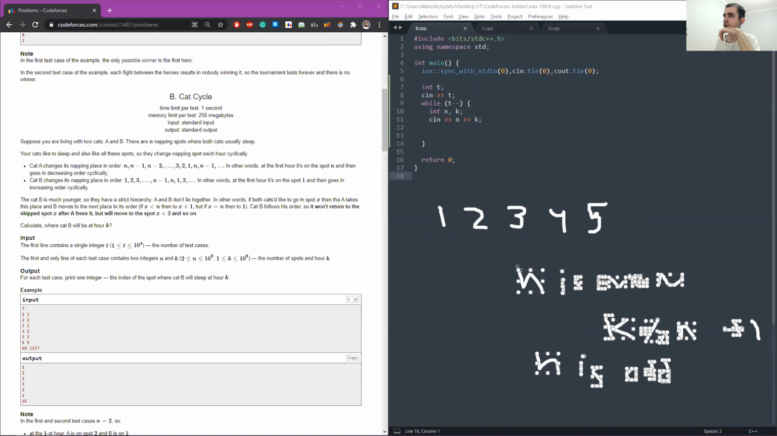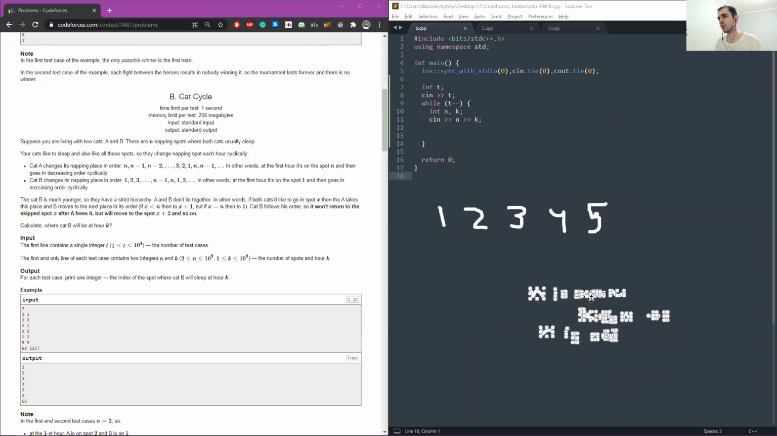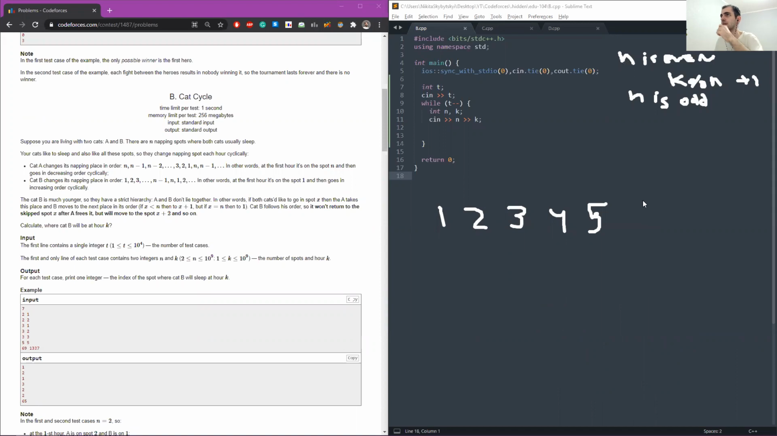Now let me actually shrink this and put it somewhere here. So if n is even, then you output something like k modulo n. If n is odd, then interesting things happen. In the first hour, he's here. In the second hour, he's here. In the third hour, they are both here, so he skips. The fourth hour, he's here. In the fifth hour, he is not here. He skips again. So in the sixth hour, he's here.